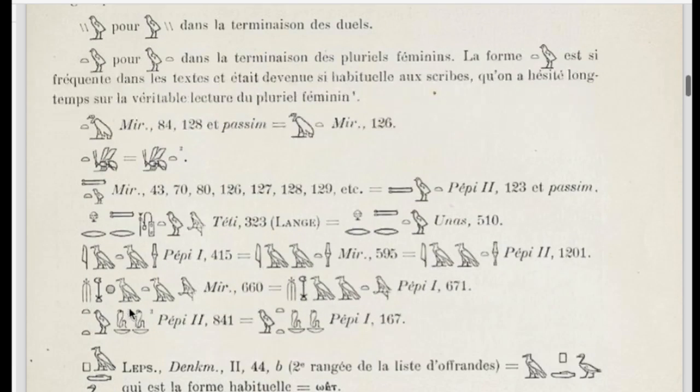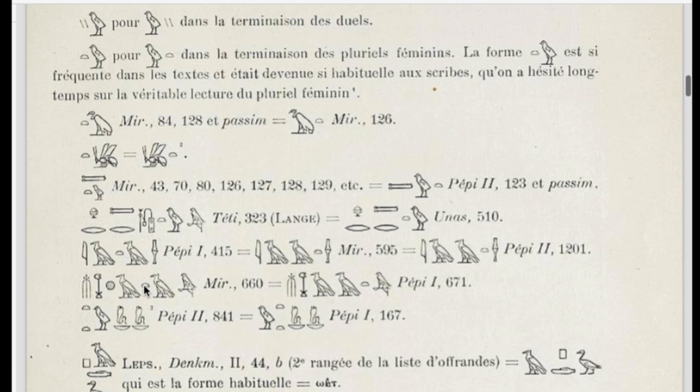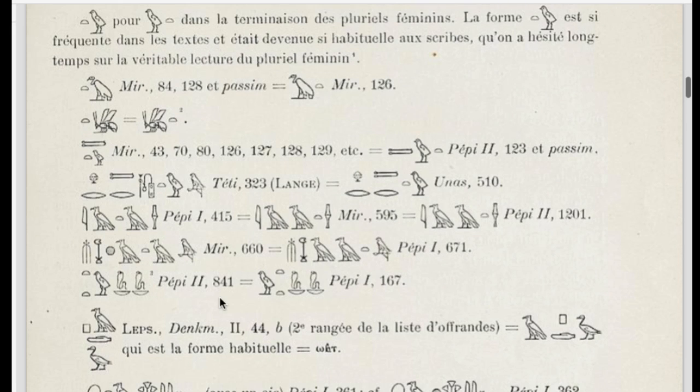So here's some more examples where we have a T in front of the vulture, but over here the T is behind the vulture. This is from text 660. This is from 671 in Pepi. Pepi II, 841, we have it spelled this way with the two bread loaves in front. Here we have the two bread loaves behind.